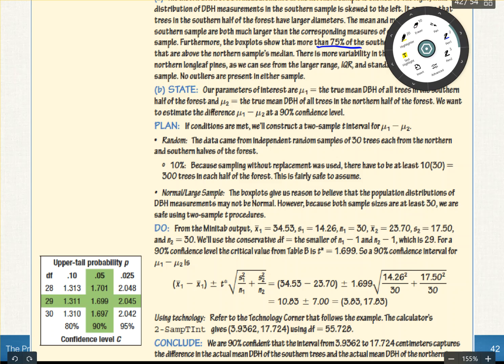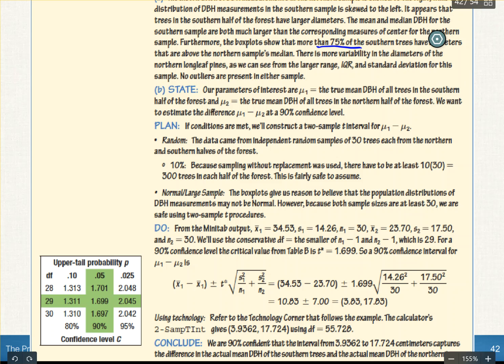So again, I haven't really been making you do this too much, but make sure you define your parameters of interest. So we're trying to find mu1, the true DBH of all trees in the southern half, and mu2, the true DBH of all trees in the northern half. And we want to find mu1 minus mu2 at a 90% confidence level.